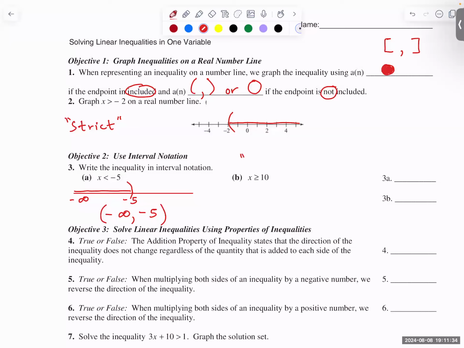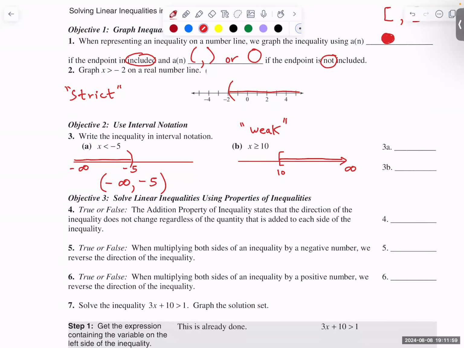Now B has a weak inequality. It has the equals bar symbol. X is any real number greater than or equal to 10. So we'll use a left bracket at 10. The shaded interval is to the right. To the right is positive infinity. So the interval notation to represent this set of numbers, this inequality, is left bracket 10, comma, infinity.